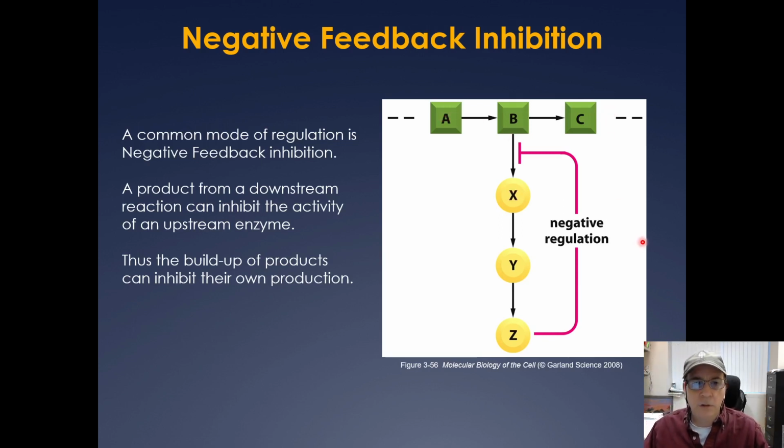And there are lots of instances within the cell where negative regulation helps things. As a matter of fact, if we didn't have negative regulation in the cell, we probably never would have evolved, right? It would just take too much energy. So this is a very common mode of regulation where the downstream products can prevent production of the product that's there. And so the buildup of the products can inhibit their own synthesis. And that's, by definition, what negative feedback is.